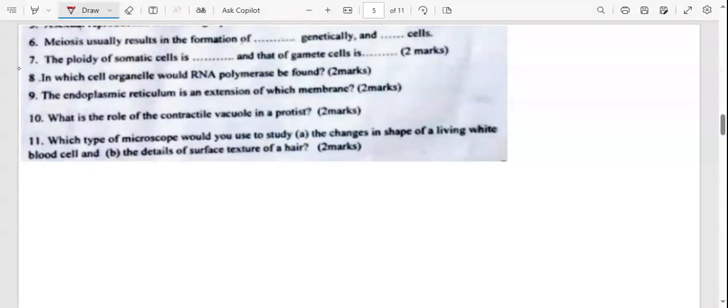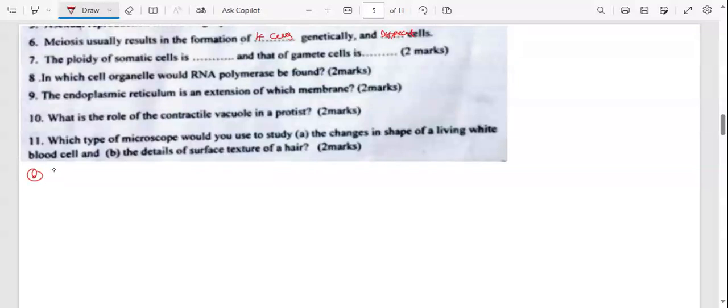All right. So question 6 states meiosis usually results in the formation of what? Four genetically unidentical cells. So these cells are unidentical. I'll say it will result in the formation of four cells, or four daughter cells. Then genetically, they are unidentical. So different cells. They are not the same as compared to the mitosis result.